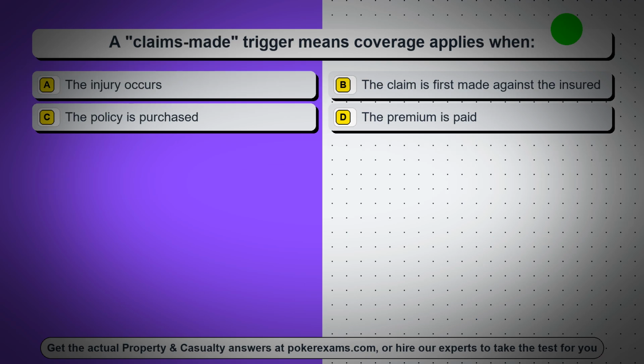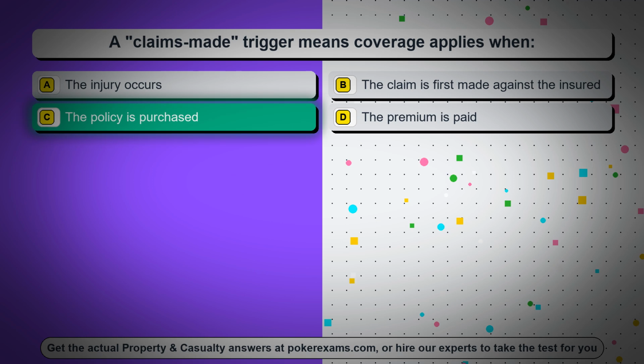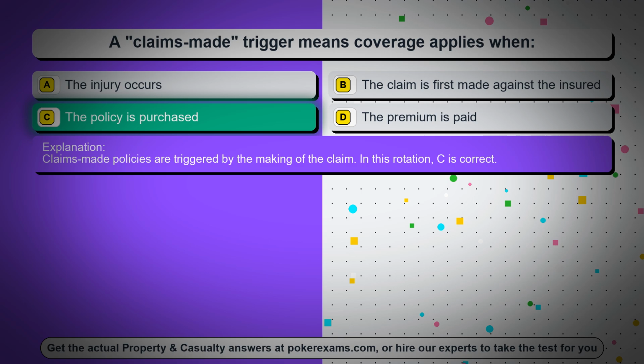Question 30. A claims-made trigger means coverage applies when: Option A. The injury occurs. Option B. The claim is first made against the insured. Option C. The policy is purchased. Option D. The premium is paid. The correct answer is option C. The policy is purchased. Claims-made policies are triggered by the making of the claim. In this rotation, C is correct.